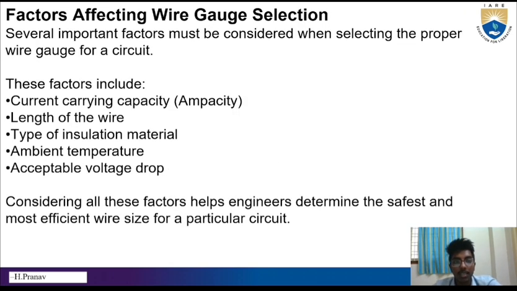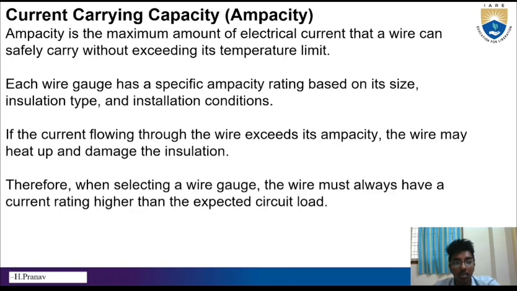Factors that affect wire gauge selection: there are several factors you must consider while selecting the proper wire gauge for a circuit. These factors include current carrying capacity, length of the wire, type of insulation material, ambient temperature, and acceptable voltage drop. Considering all these factors helps engineers determine the safest and most efficient wire size for a particular circuit.